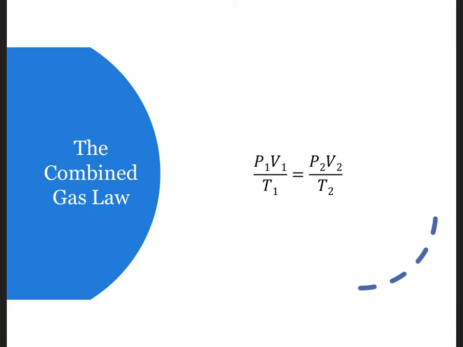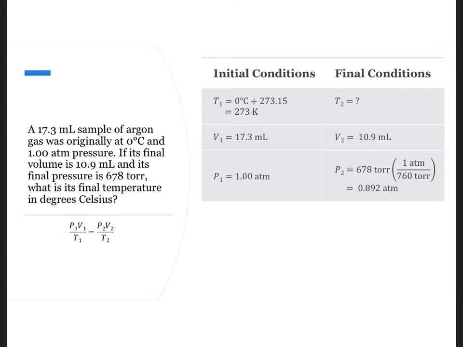Let's work some examples. In our first problem, a 17.3 milliliter sample of argon gas was originally at 0 degrees Celsius and 1 atm pressure. If its final volume is 10.9 milliliters and its final pressure is 678 torr, what is its final temperature in degrees Celsius? First, we'll tabulate the data and make any needed conversions to get the volume and pressure units to match and all temperatures in Kelvin.